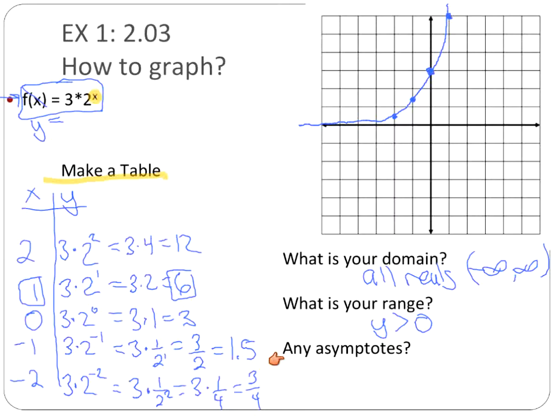Now an asymptote, that's going to be an imaginary line that your graph is never ever going to touch. Sometimes we have vertical asymptotes, sometimes we have horizontal asymptotes. So in this case, I'm actually able to draw on a line right here that it's never ever ever going to cross. So the asymptote is y equals 0.